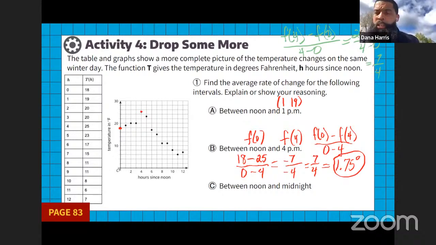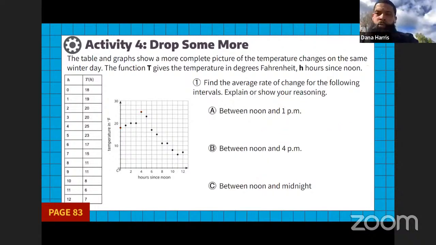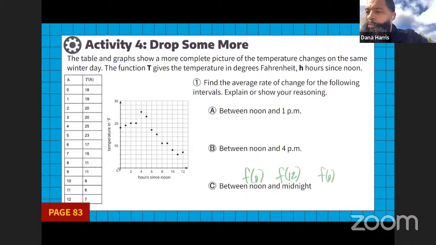So I just want to clarify that, okay? Now let's look at the time between noon and midnight. Once again, noon is going to be f of 0, and midnight is f of 12, because that's 12 hours after noon. And if we write this in slope form, we're going to have f of 0 minus f of 12 over 0 minus 12.